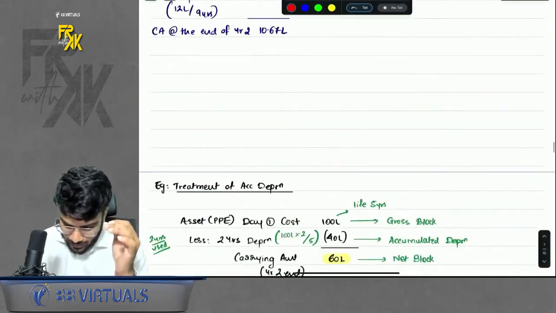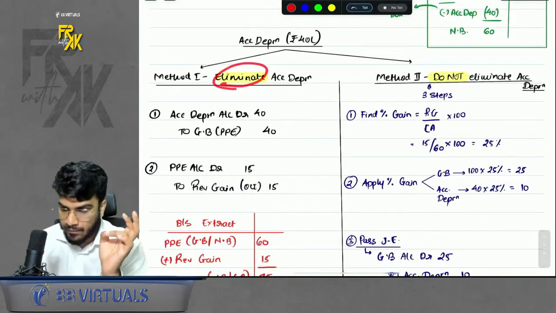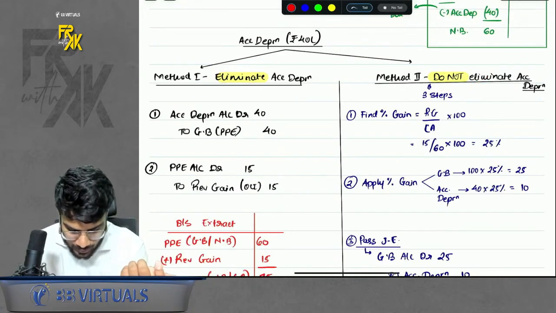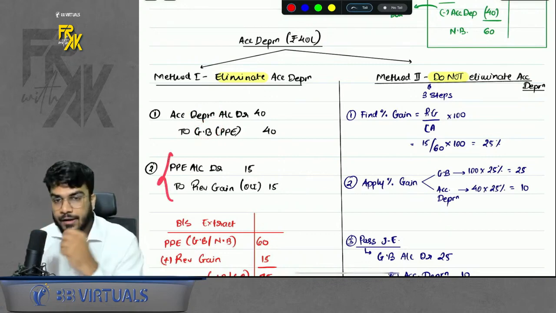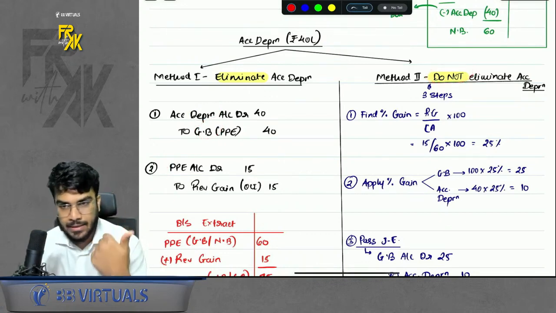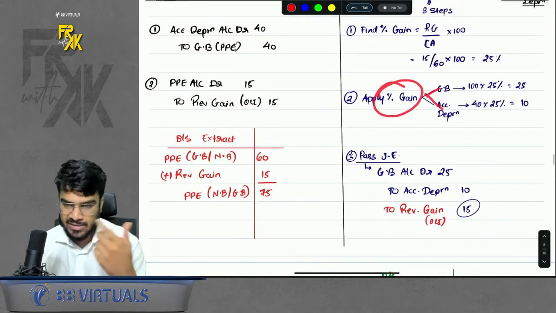Do you remember how many methods we have? In this we have 2 options. The first one is we will eliminate it, the second one is we will not eliminate it. If we want to eliminate, we will pass a simple entry, accumulated depreciation to gross block, and then we will book the gain. If you don't wish to eliminate it, you will have to follow 3 steps. First, find the percentage gain. Second, apply that percentage gain upon 2 amounts, and third, pass the necessary journal entry.